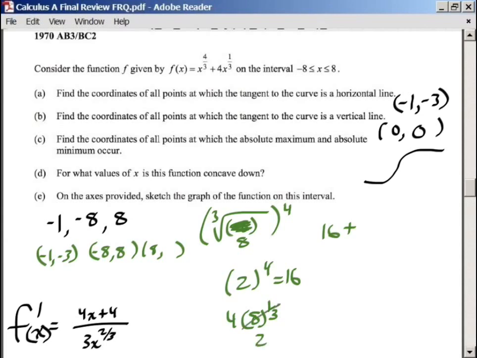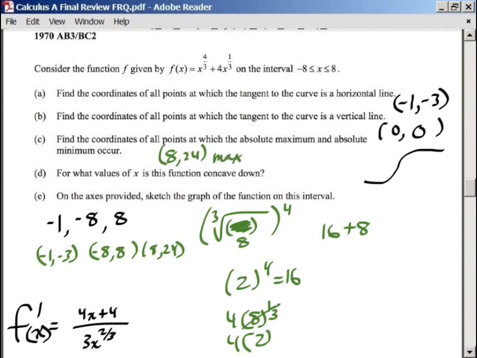So this is 2 times 4. So it's +8. So I get 24. All right. So which one has the highest y value? This one. This is a hard one. I know, right? After you do all that, it's like, huh? So we have 8, 24 is our max.